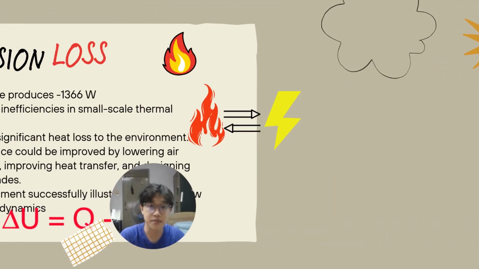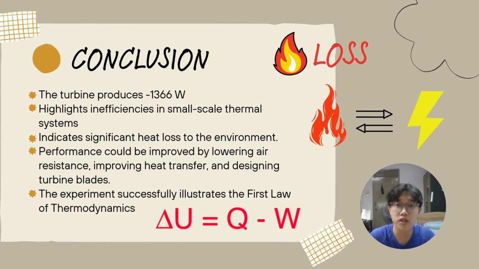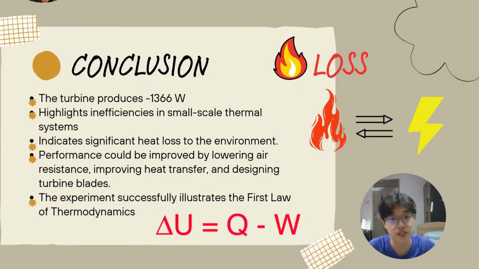In this experiment, we explore the principles of the first law of thermodynamics through a heat-powered turbine. Our calculations showed a power output of negative 1366 watts, meaning that a significant portion of the heat energy was lost to the surroundings rather than converted into useful work. This highlights inefficiencies in small-scale thermal systems. However, improving heat transfer, turbine designs, and airflow could enhance performance. Despite these losses, the project effectively illustrates energy conservation and transformation in an open system, emphasizing the need for better thermal efficiency in real-world applications.